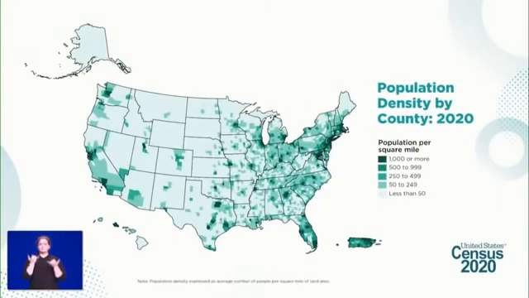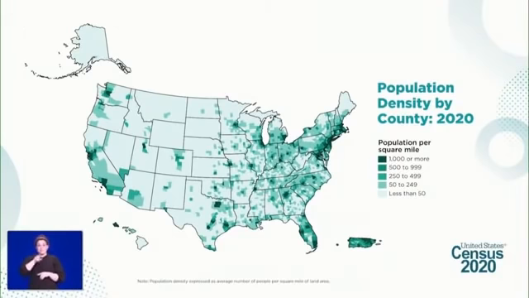Now let's look at counties. We'll start with this map showing population density for counties in the 2020 census. The counties shaded darkest on this map have population densities of 1,000 or more people per square mile. Those in the lightest shade have densities of less than 50 persons per square mile.